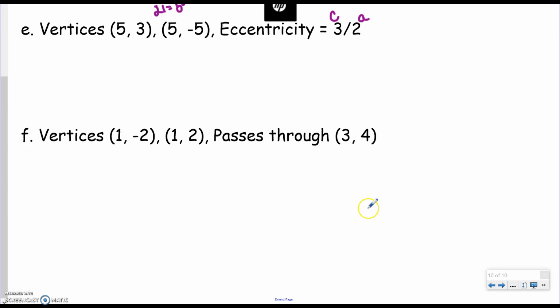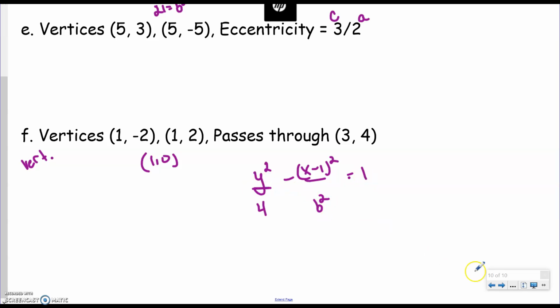And the last one we're going to do is a little different. This one is also vertical because my Y's are changing, but my X's are not. So in between -2 and 2, we actually have a 0. So when I set this up, I'm going to have Y minus 0 squared minus X minus 1 squared equals 1. And then from 0 to 2 is 2. So 2 squared gives me 4 in the denominator. But I don't know how to find my B squared right now. So I'm going to leave that there.